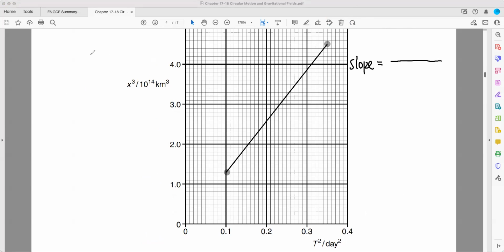You write it yourself, what you just derived. So it's 4.5 minus 1.3. Now you do it yourself, use your brain. I've already asked you to bring your brain to the school. So divide by 0.35 minus 0.1. That's it. But this is not in SI unit.